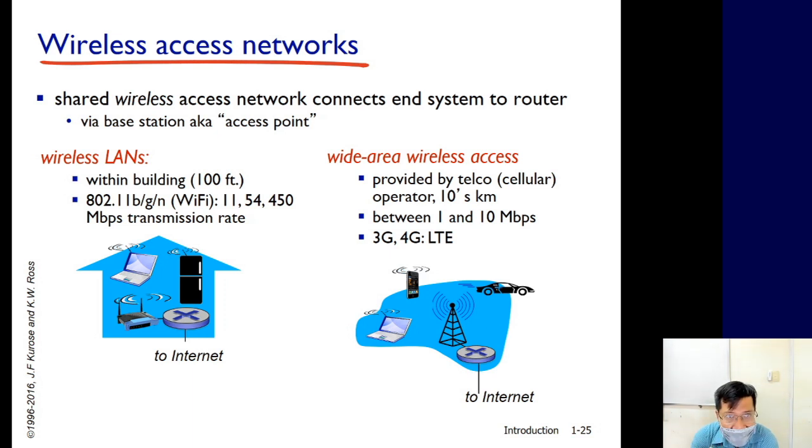Another kind of wireless access network, called wide area wireless access, uses the service provided by a telco cellular operator, and this can cover a distance of around 10 kilometers. So the technologies now for the wide area wireless network are 3G, 4G, and 5G, which appeared recently.